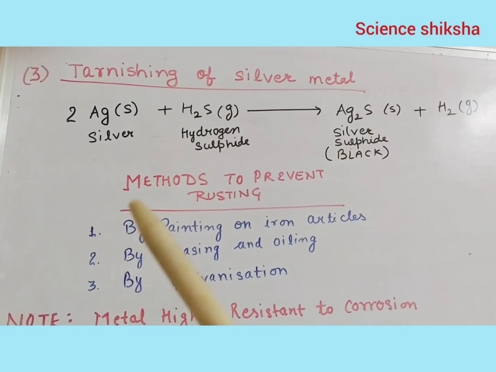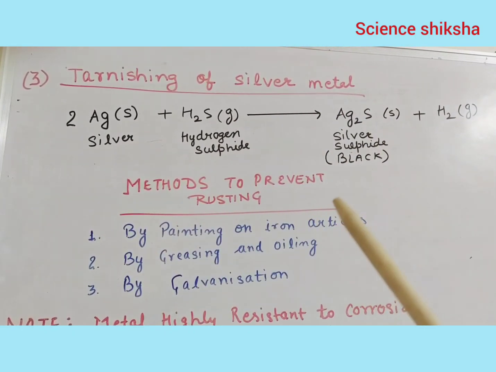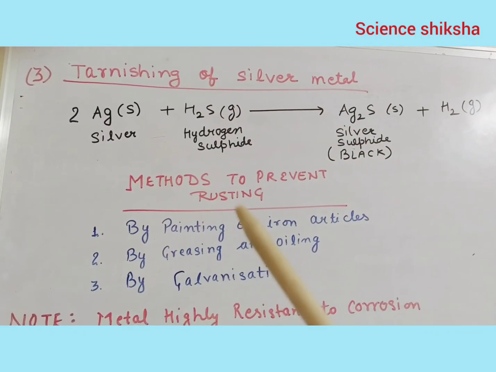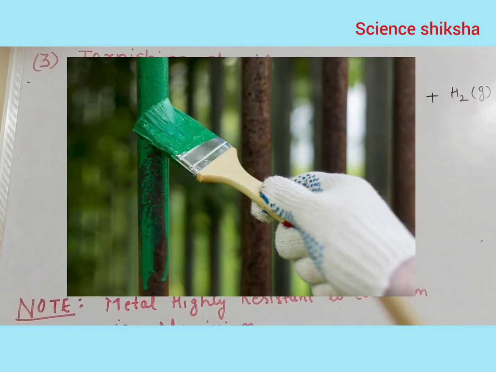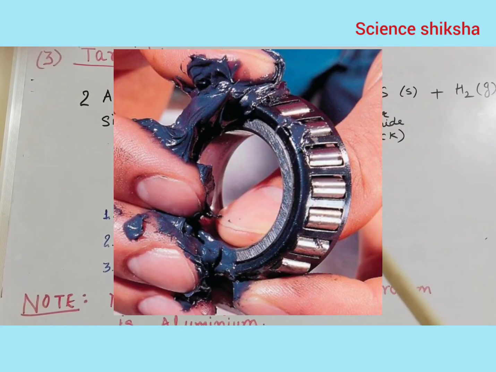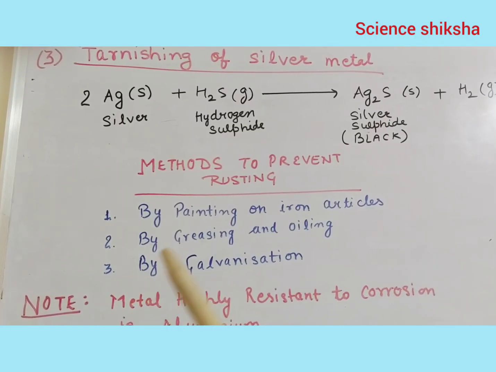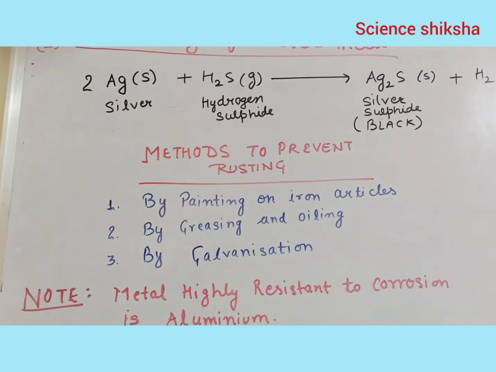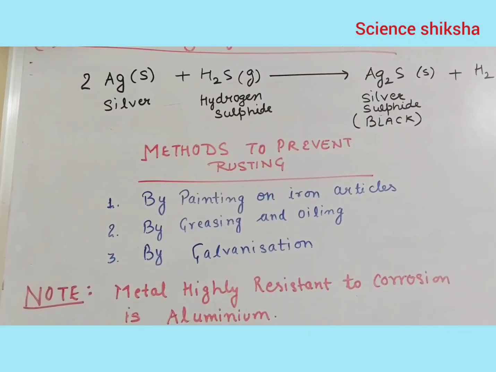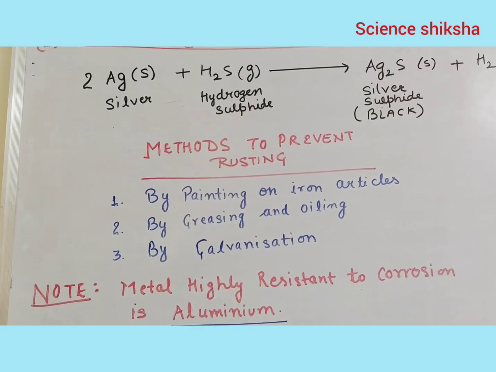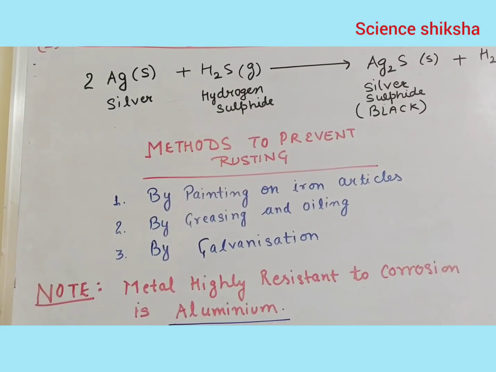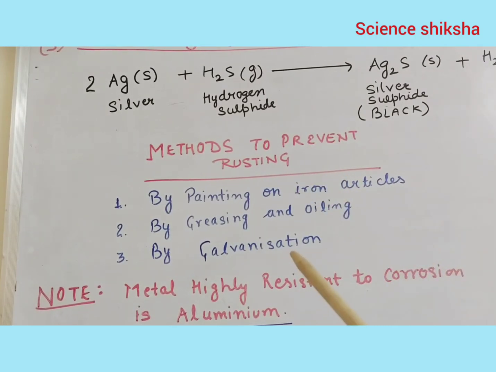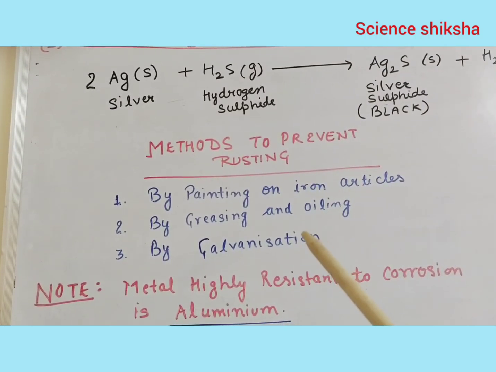So there must be some methods to prevent rusting of iron. First is by painting on iron articles. Second, by greasing and oiling. Third, by galvanization. Galvanization is the process by which a thin layer of zinc is added to the iron objects. So all of these three are the methods to prevent rusting of iron.